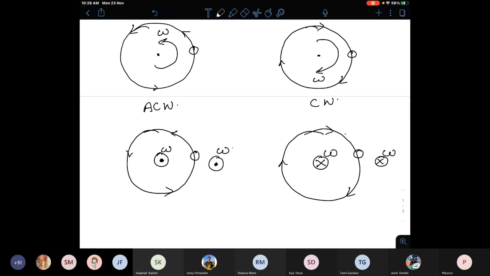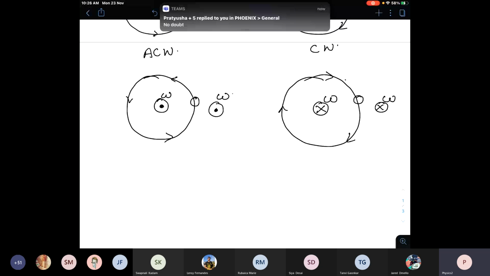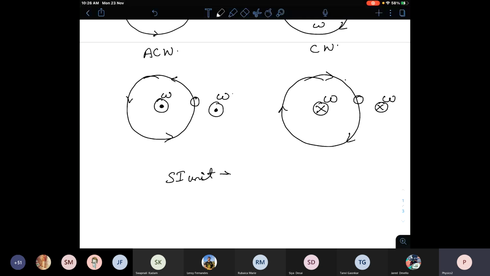Now, SI unit was left. So SI unit. If you calculate the SI unit of angular velocity, it comes out to be radians per second. Simple. Delta theta upon delta t. Delta theta unit is radians, and delta t unit is seconds. So radians per second is the SI unit of angular velocity.